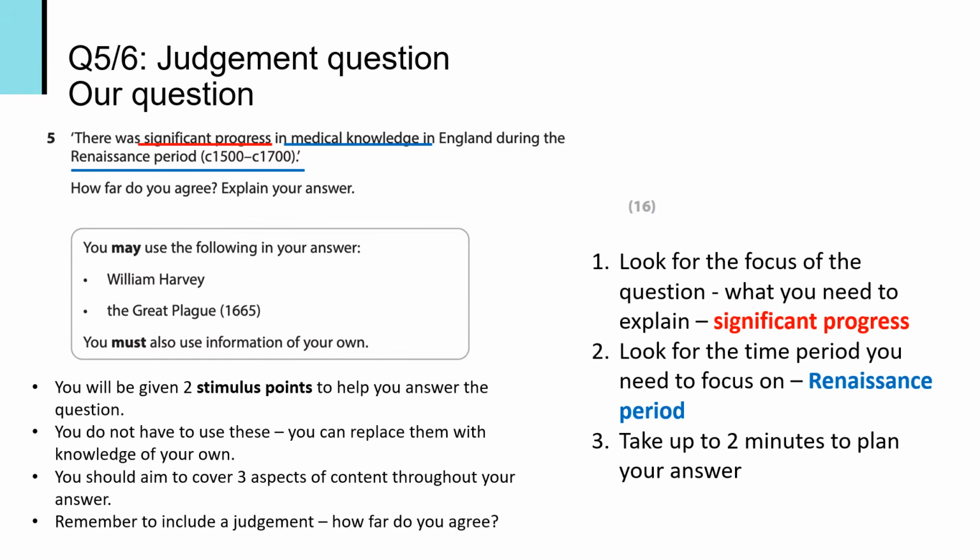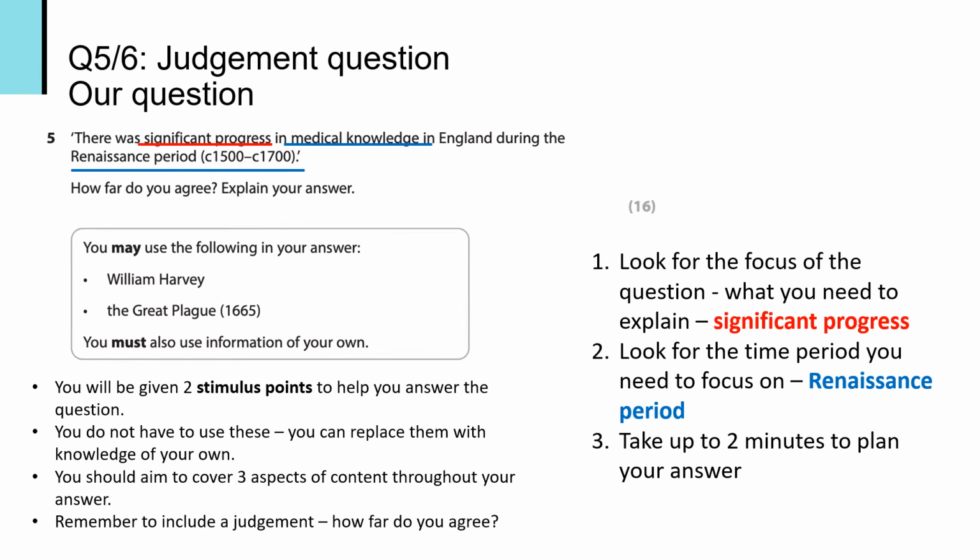Take up to 2 minutes to think about your answer, to plan your answer. On high mark questions, such as the judgment question, we provide you with 2 stimulus points, and you are also instructed to use information of your own. This means you should aim to write about 3 aspects of content in your answer to be able to score highly on the question. Examiners are looking for a wide range of knowledge.